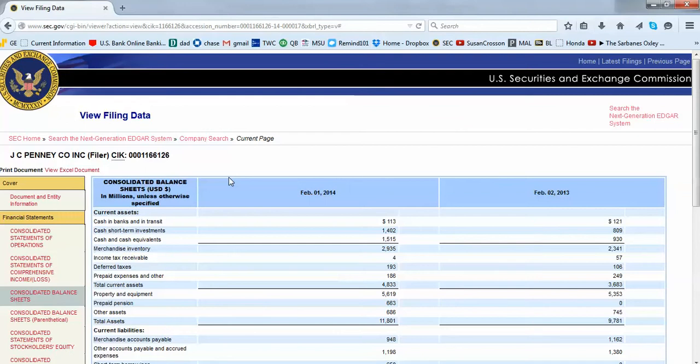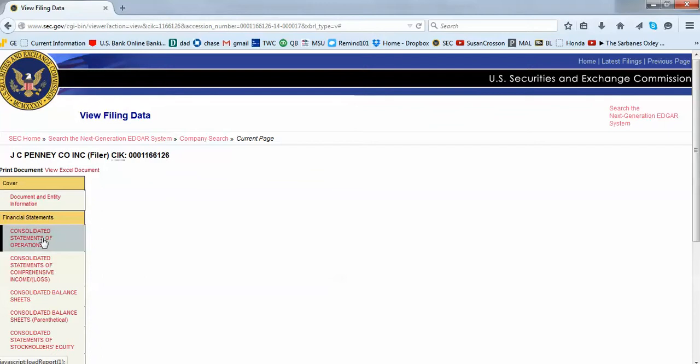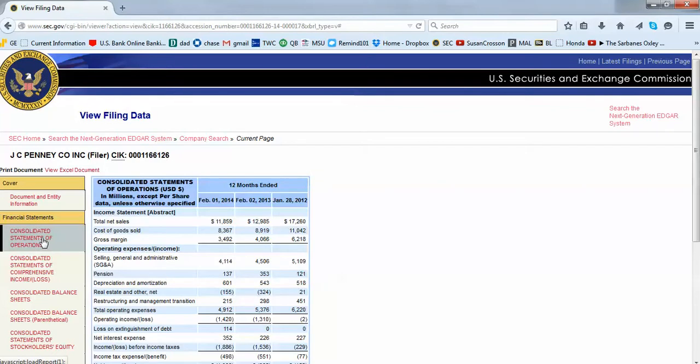Penney's because I like how clearly presented their financial statements are, you will see that you will be looking at the consolidated statement of operations. This is also known as your income statement. And within the income statement, you are going to be using some primary figures in order to calculate your ratios. One is going to be net sales. I know that you will need to use this number. Another one is the cost of goods sold, otherwise known as COGS. The third will be the gross margin.